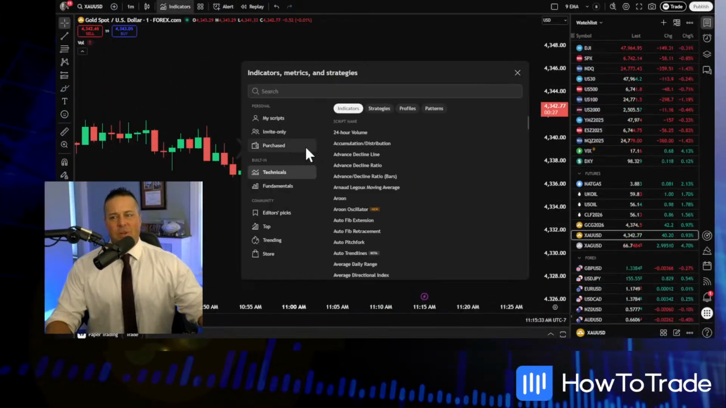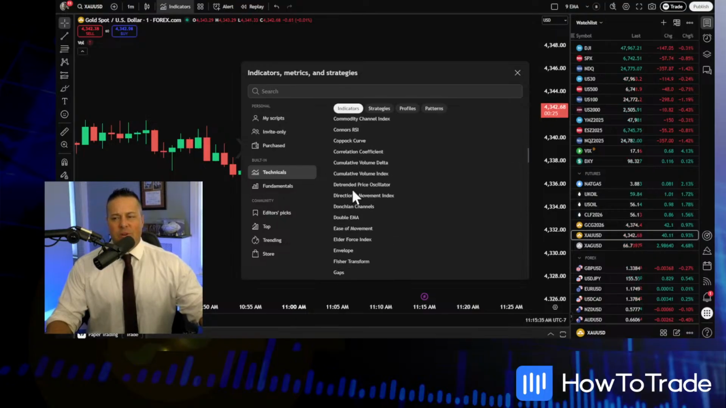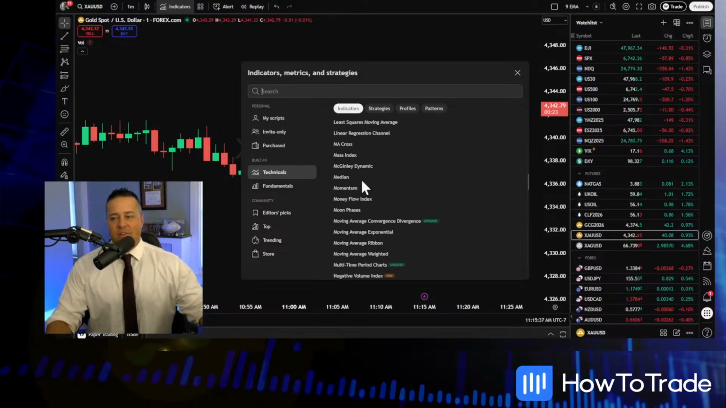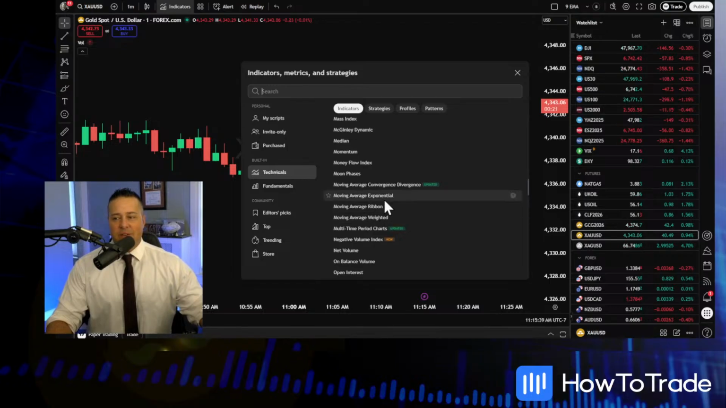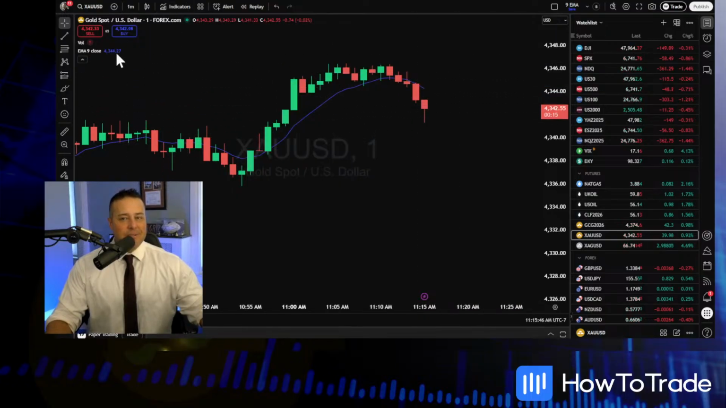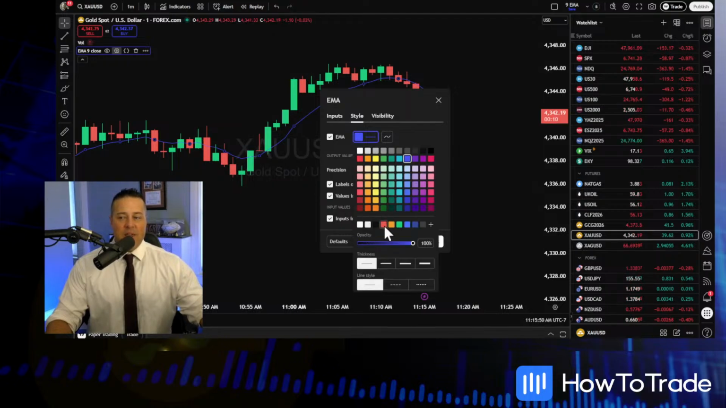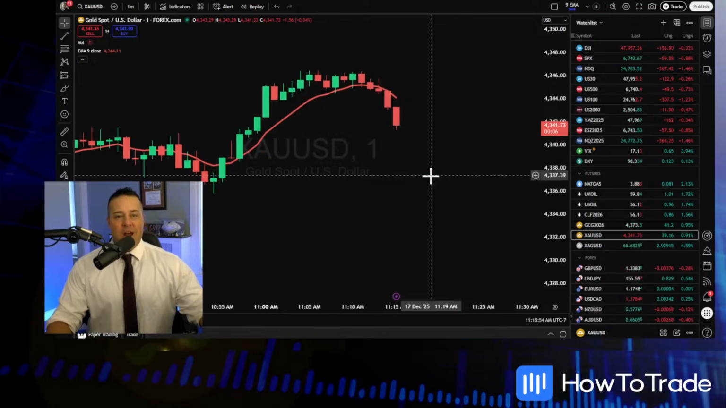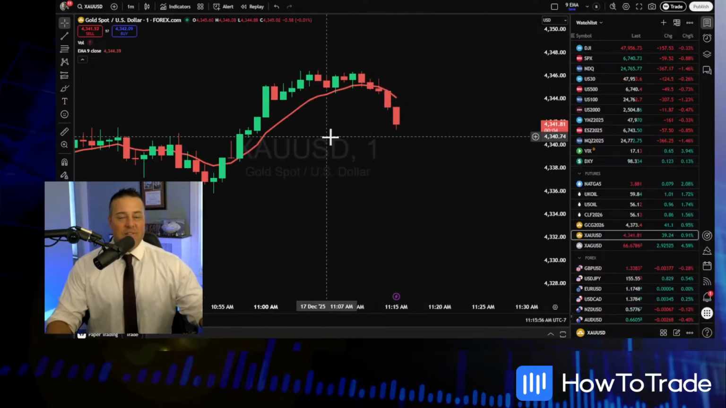First thing we're going to do is click indicators, and then we're going to go down to moving average. Where is moving average at? It's right with the rest of them, and right there we are going to go exponential. Moving average exponential. Why are we using an exponential? We're using an exponential because it weights the most recent price action, and it puts a little bit more emphasis on price action that's developing right now as opposed to price action that developed a way back.